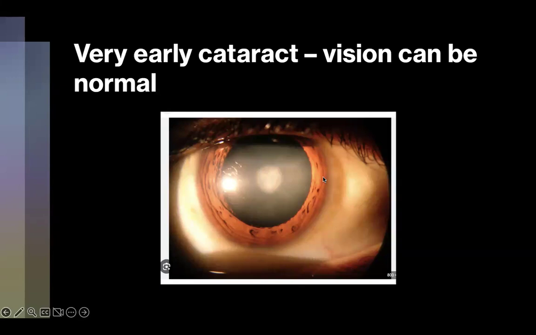So there is some central white haze. That's an early cataract. Usually early cataract we can manage with spectacles. We can improve the vision with spectacles to a certain degree, but after that you can't.